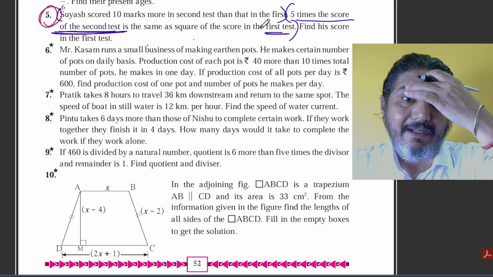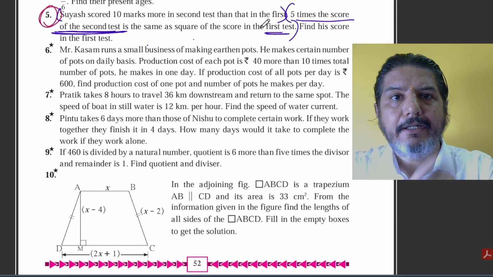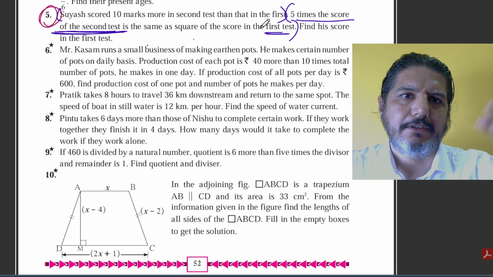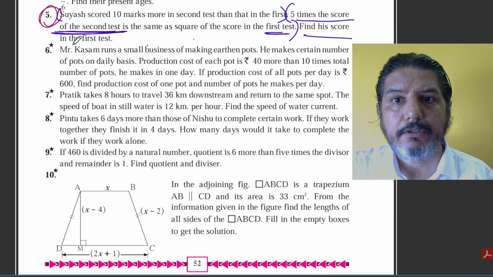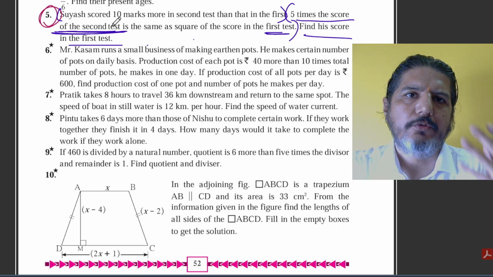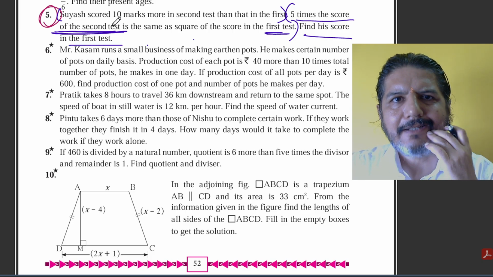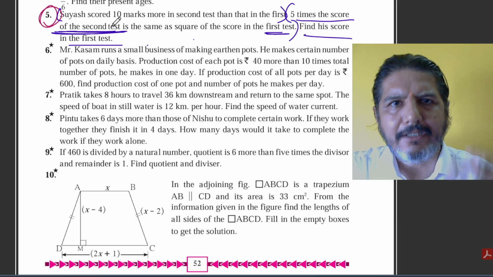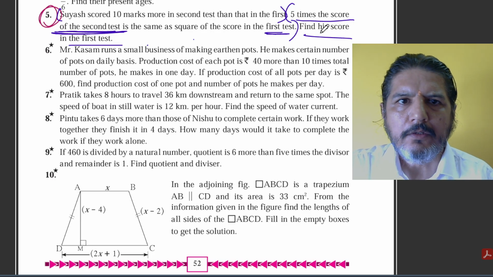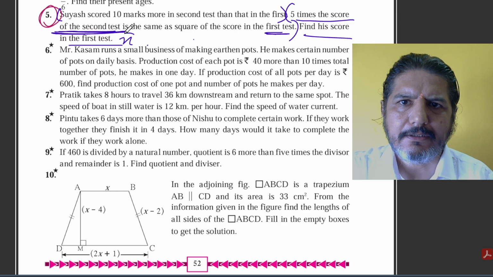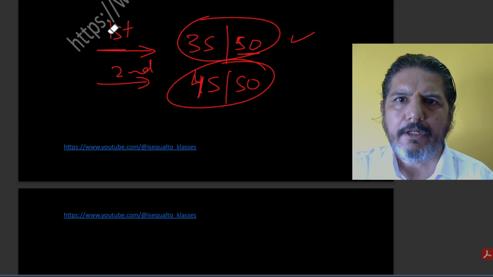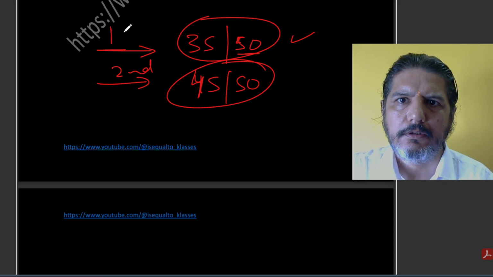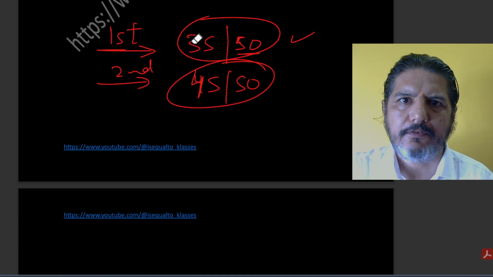Now either we have to assume the second test to be x or we have to assume that the first test is x. But let's look at the last line. Find his score in the first test. So usually whatever is the last line, we can assume that to be x and then start doing the question. So find his score in the first test. So I'll assume that the score in the first test is x.